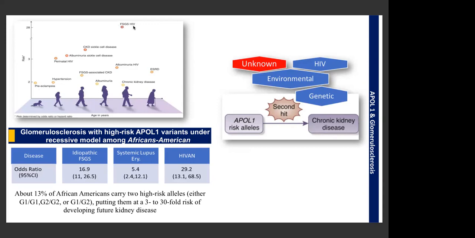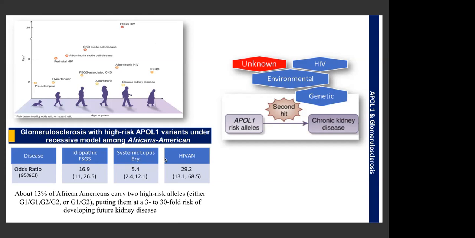Most in the African region, there is a very high prevalence of HIV-induced FSGS. And even in Africans who have the ancestral gene from Africa, they also have a higher prevalence of HIV-induced FSGS. So if we look at the odds ratio, it is defined in this table.